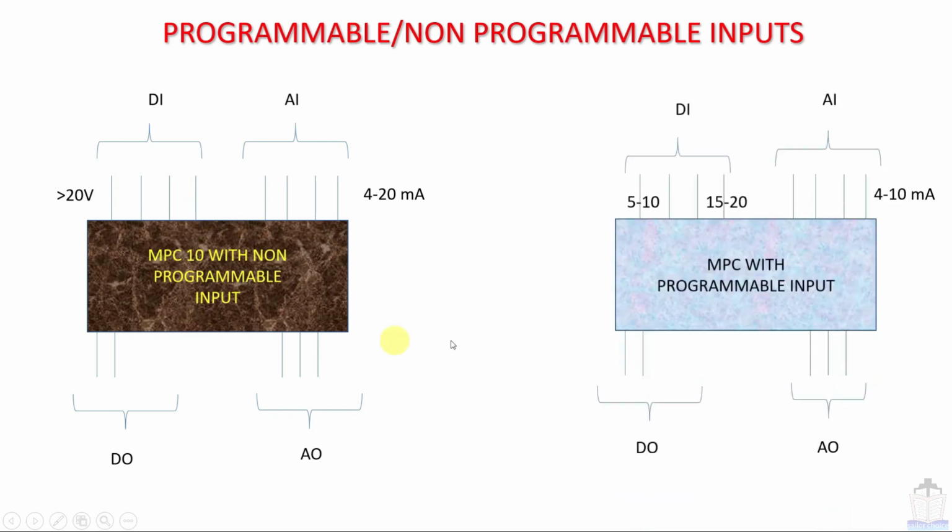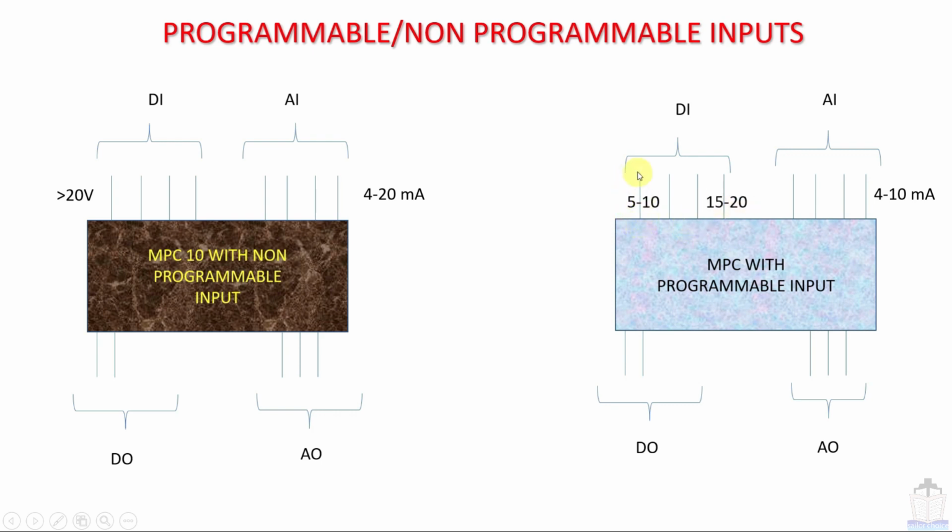Now in case of MPC, if I want to make this channel read only from 4 to 10 milliampere, I can do that. This channel, if I want to read from 10 to 20 milliampere, I can make. Similarly, in digital input, if I want that this channel should read from 15 to 20 volt, that means below 15 it will sense 0, and between 15 to 20 it will sense 1.